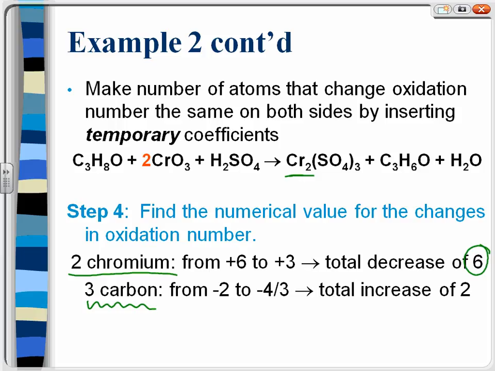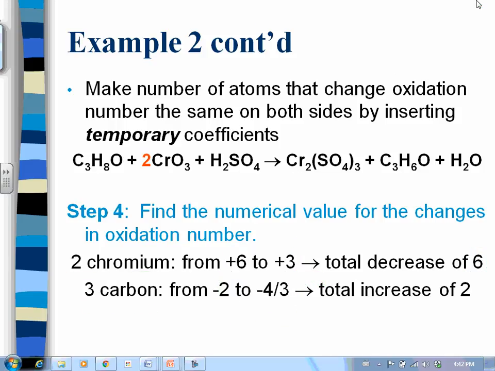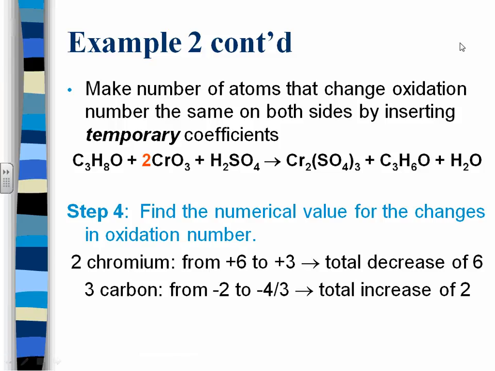So when I do that, I'm going from -6 to -4. If I take this whole thing and times it by 3, just like I took the chromium and times it by 2, then I'm going from -6 to -4, so that's a total increase of 2 in your oxidation number because you're taking away extra electrons. Those are what I'm going to use to balance the equation.